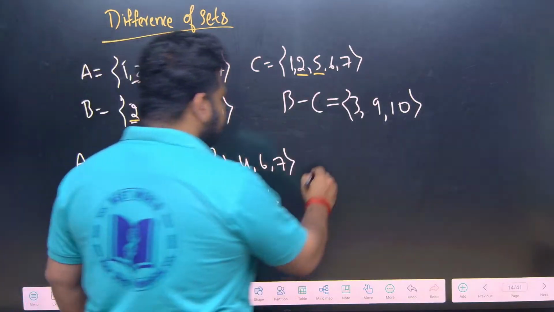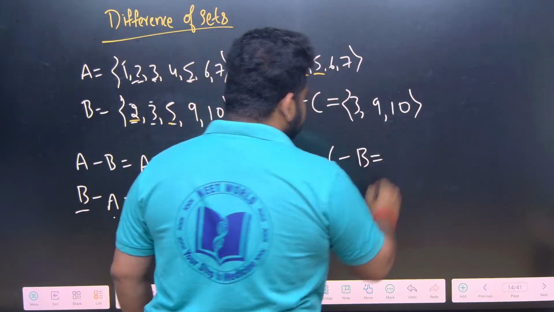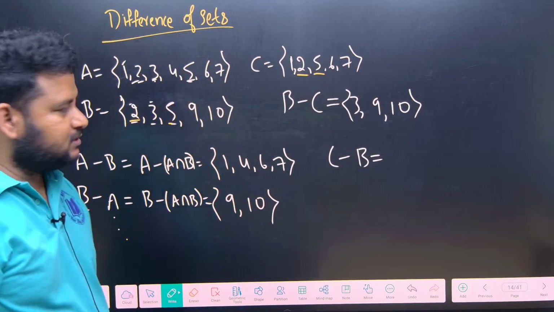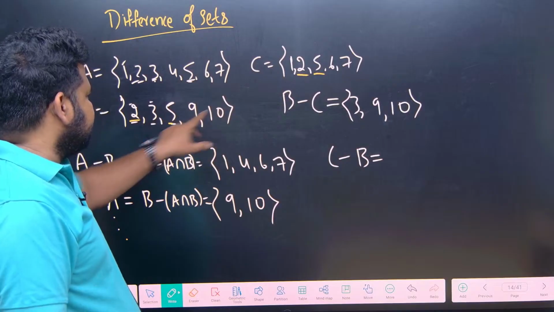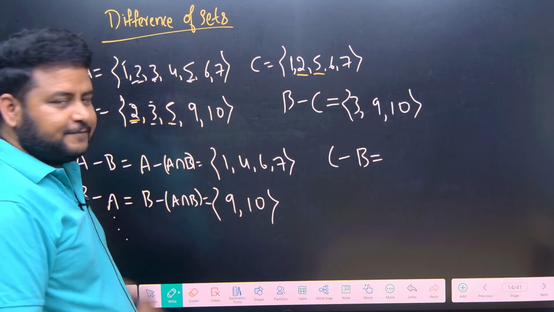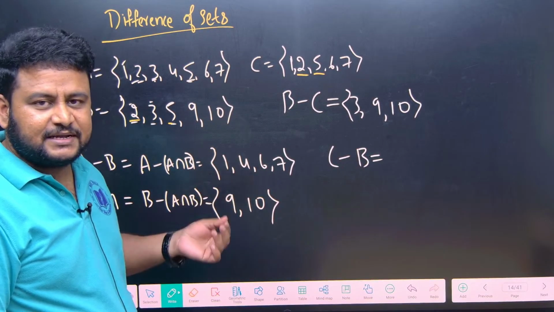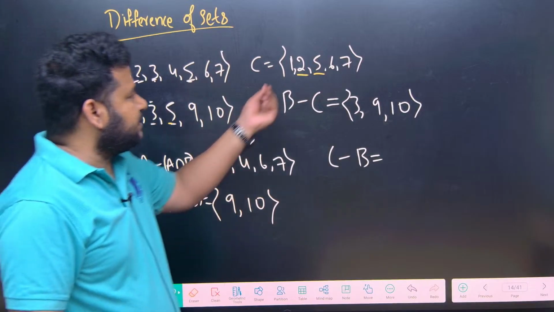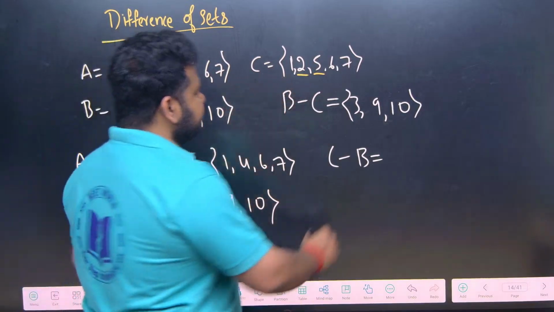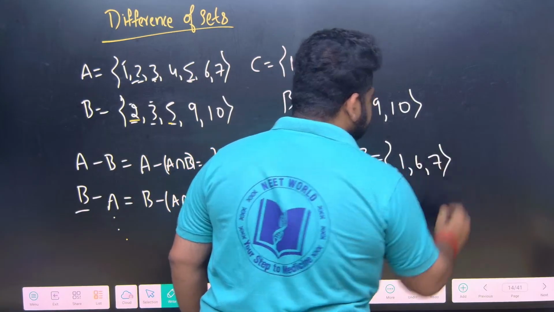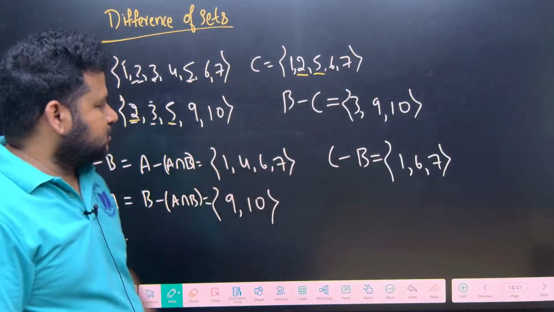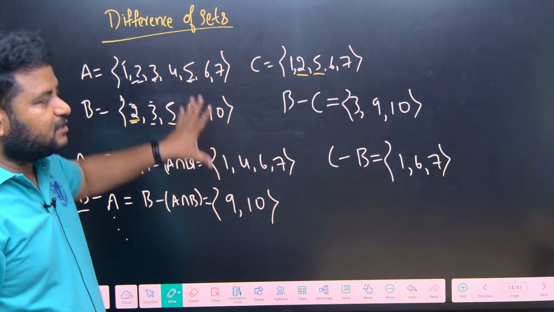Now will you be able to tell me the value for C minus B? So C minus B means what? Look for common elements between C and B. The common elements are 2 and 5. And you have to write the remaining elements of C. After removing the common elements, the remaining elements of C are 1, 6, 7. Got it? This is the meaning of difference of sets.